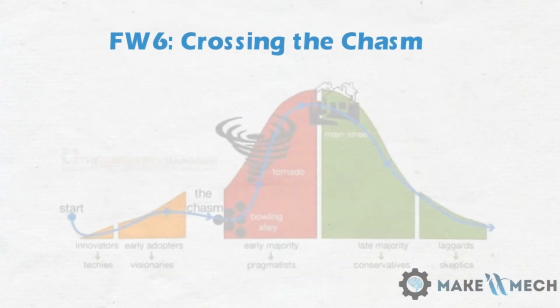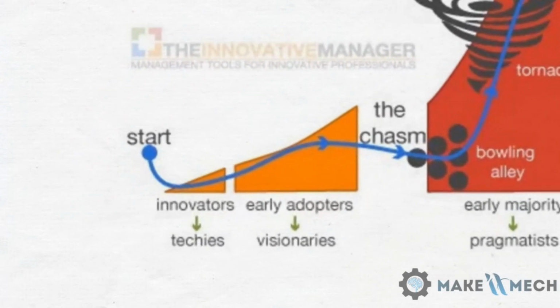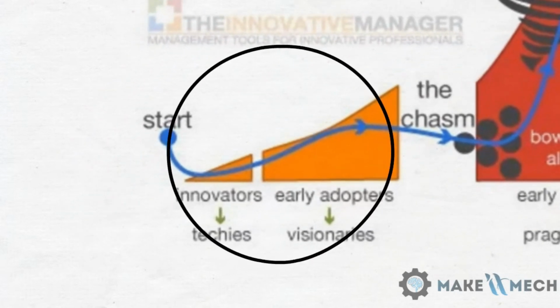The sixth framework is crossing the chasm. There is a whole theory behind this. You may read about it. This is the chasm and it defines the different stages. This one is actually my favorite. So here is the start.